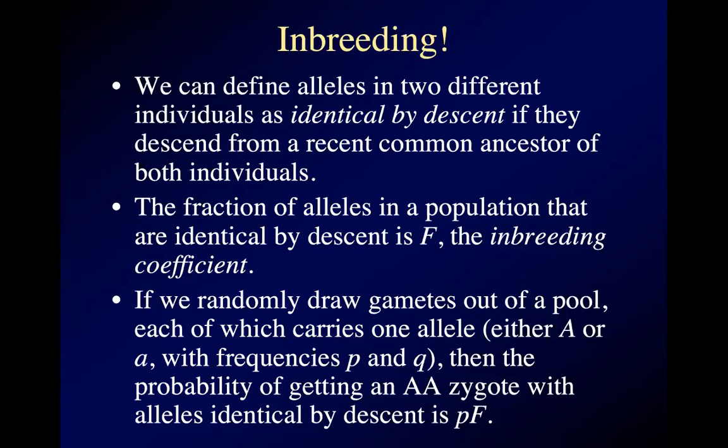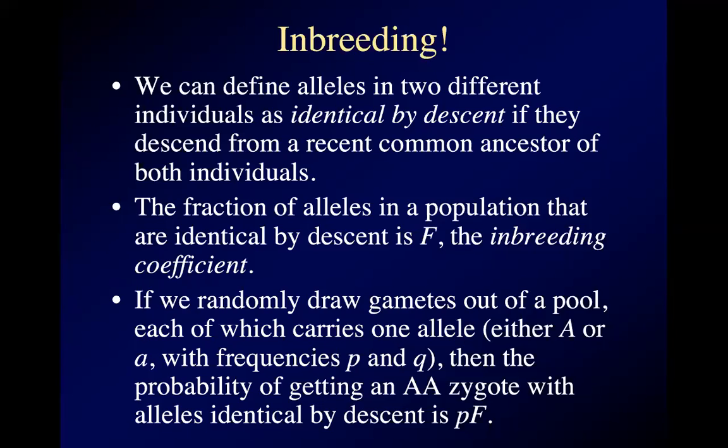Now, the fraction of alleles in a population that are identical by descent is called capital F. That's the inbreeding coefficient. And we talked about that, and I showed you a simple way to calculate that. F is equal to 1 minus the observed heterozygosity over the expected heterozygosity. I want to derive that in just a little bit more detail.